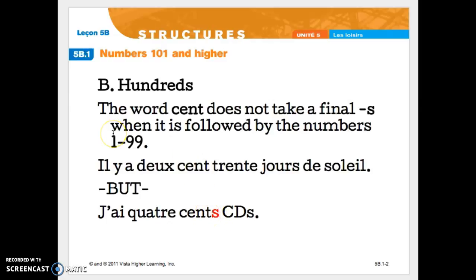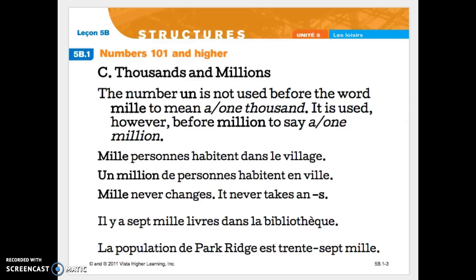However, if there is a tens digit or a ones digit within your hundreds, there is no S. So the first sample here, there are 230 days of sun. The cent does not have an S because the trente, another tens and ones digit, is after it.